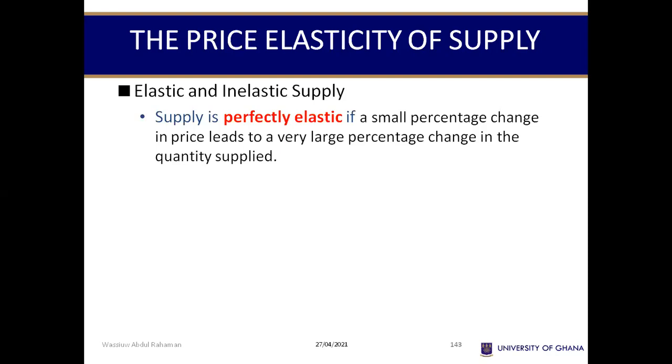Now, how do you interpret it? So we can get the same interpretation as in the case of demand. So supply can be relatively elastic, it can be relatively inelastic, it can be unitary, perfectly elastic, or perfectly inelastic. Right? So it can be any of these. So if it is greater than 1, let me switch to the whiteboard to explain this further.